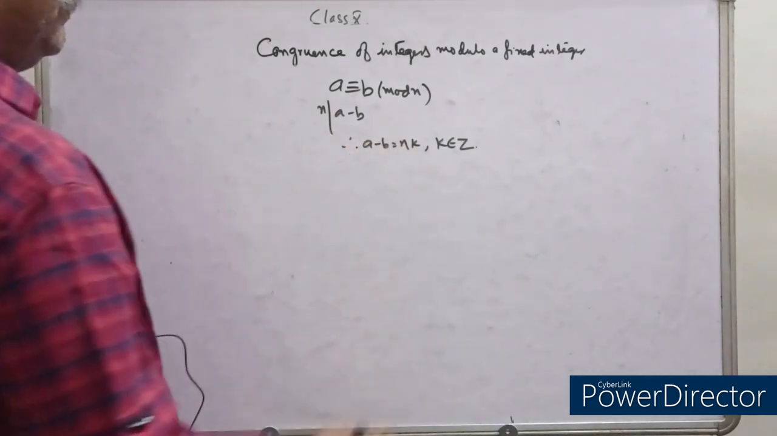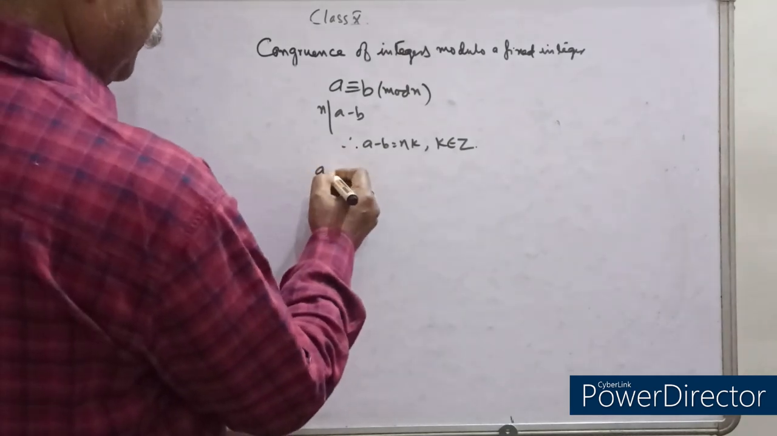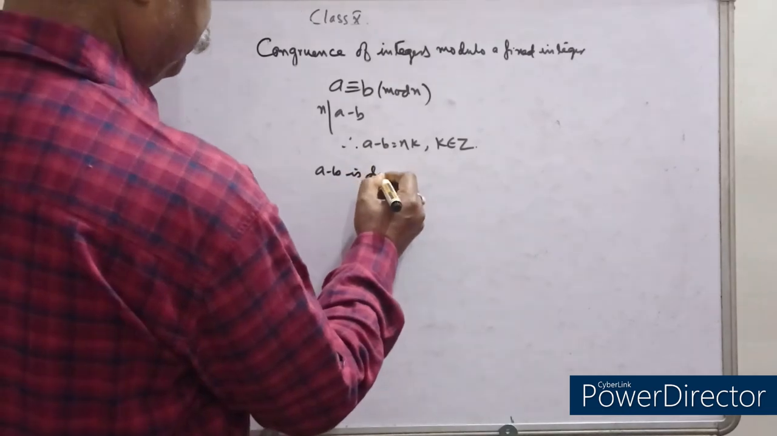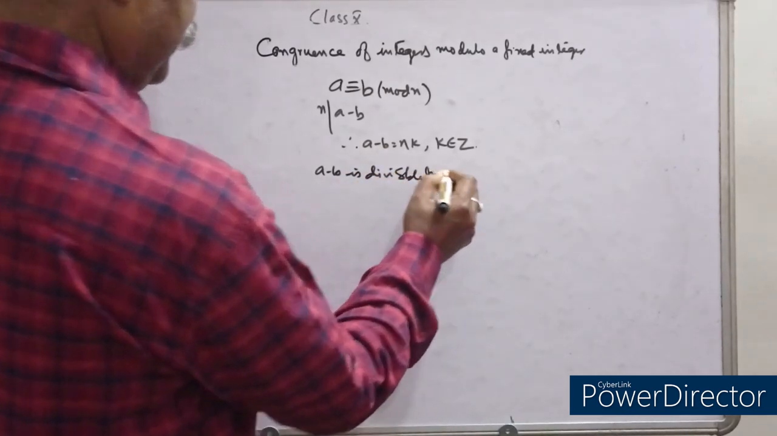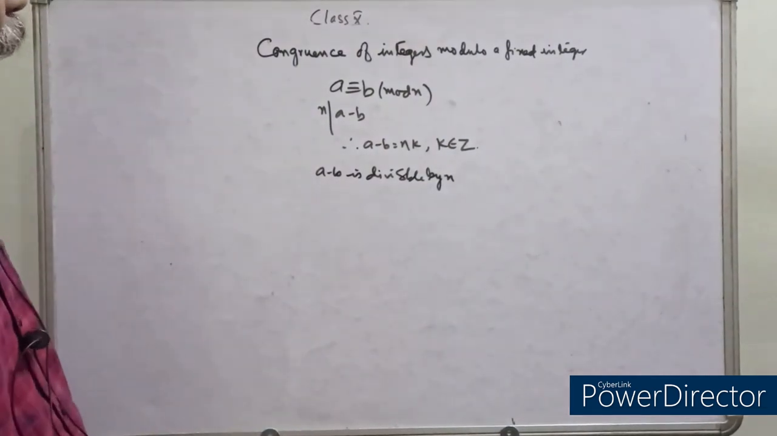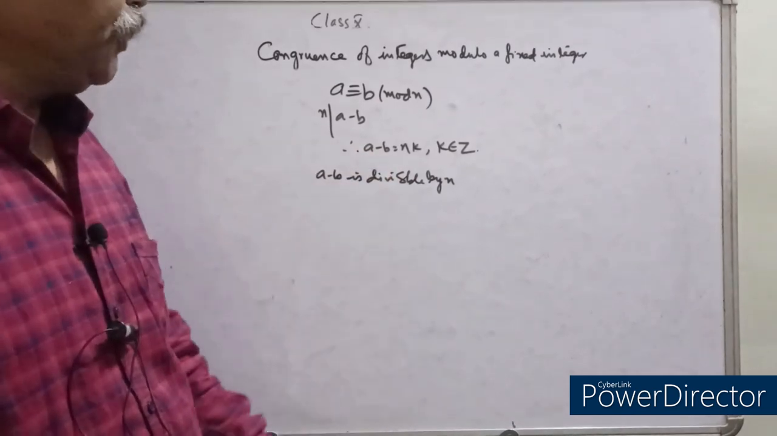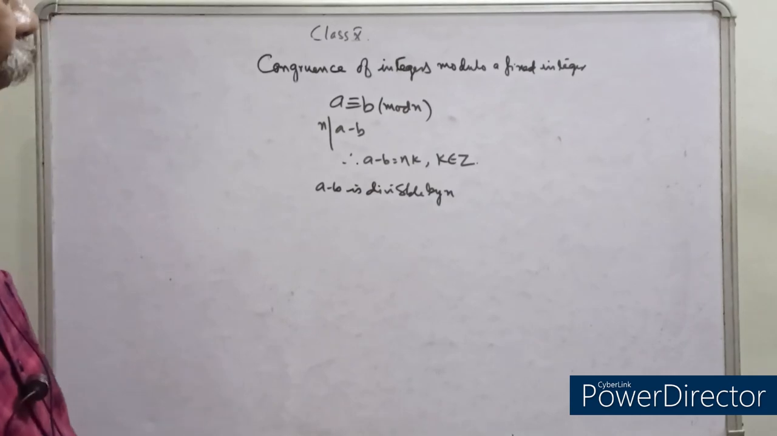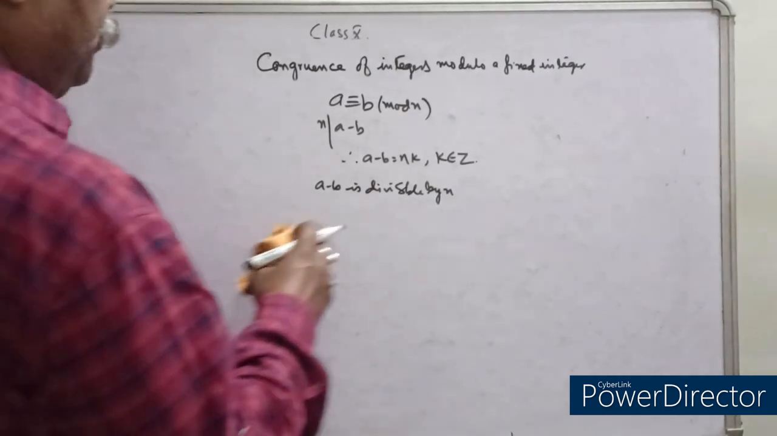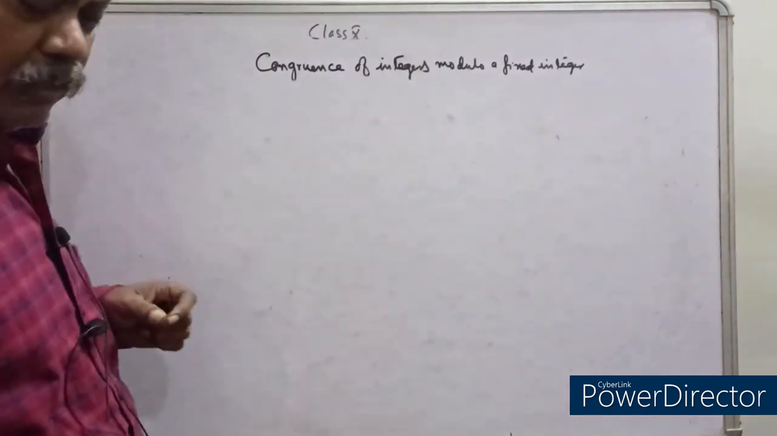That means n divides A minus B. That means A minus B is divisible by n, which can be expressed as A minus B is equal to nk. Now I am going to do two examples for you, and after that I will solve some of the problems of your exercise.